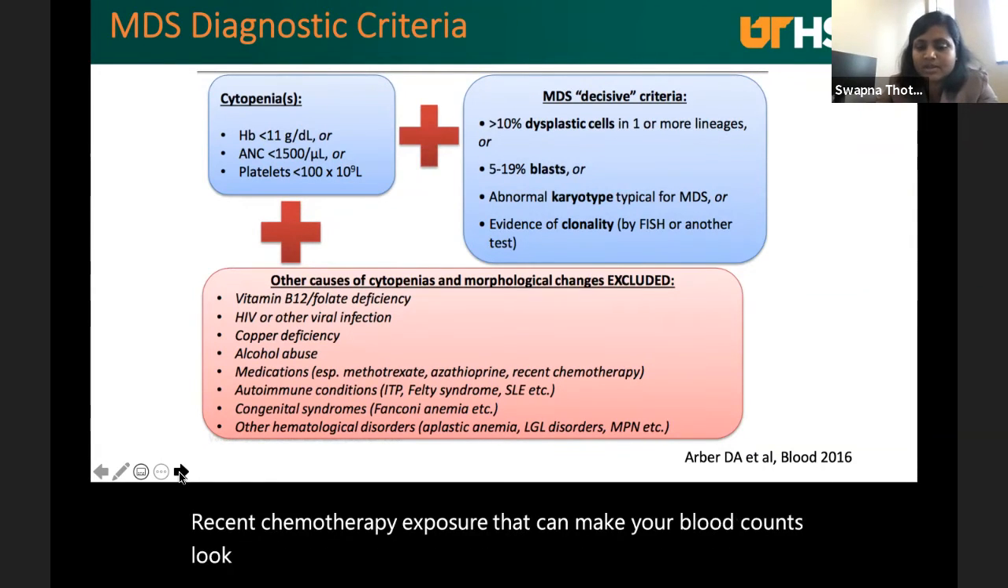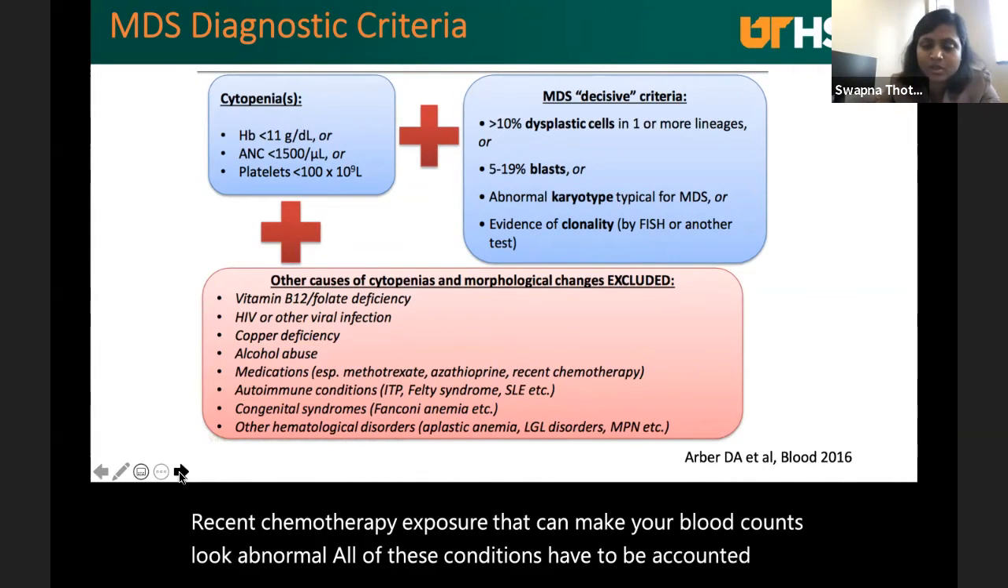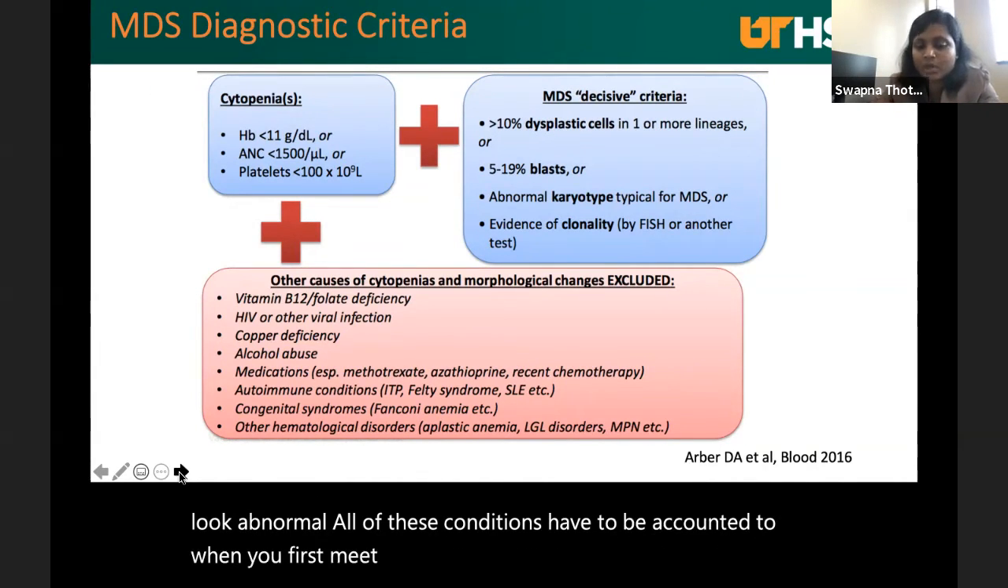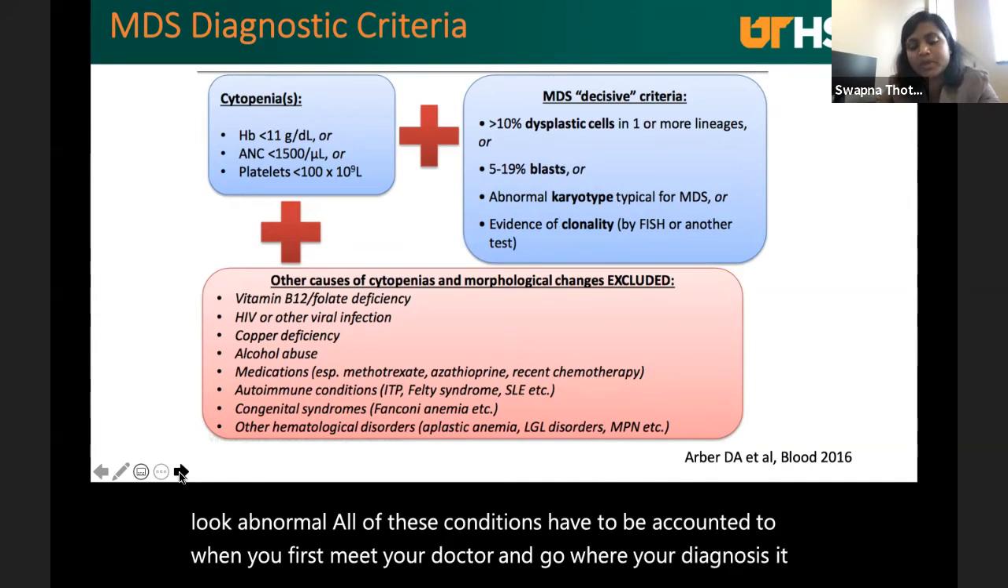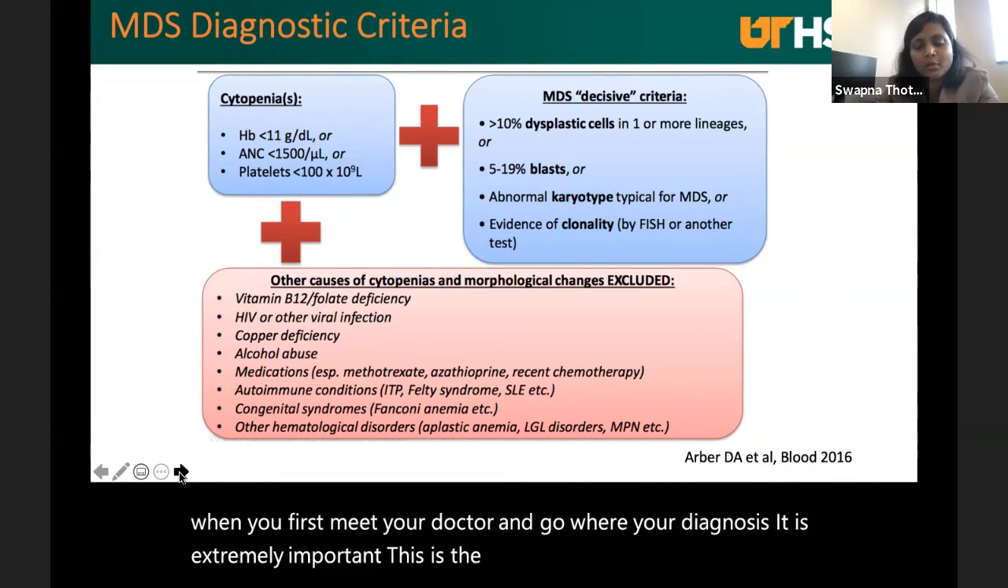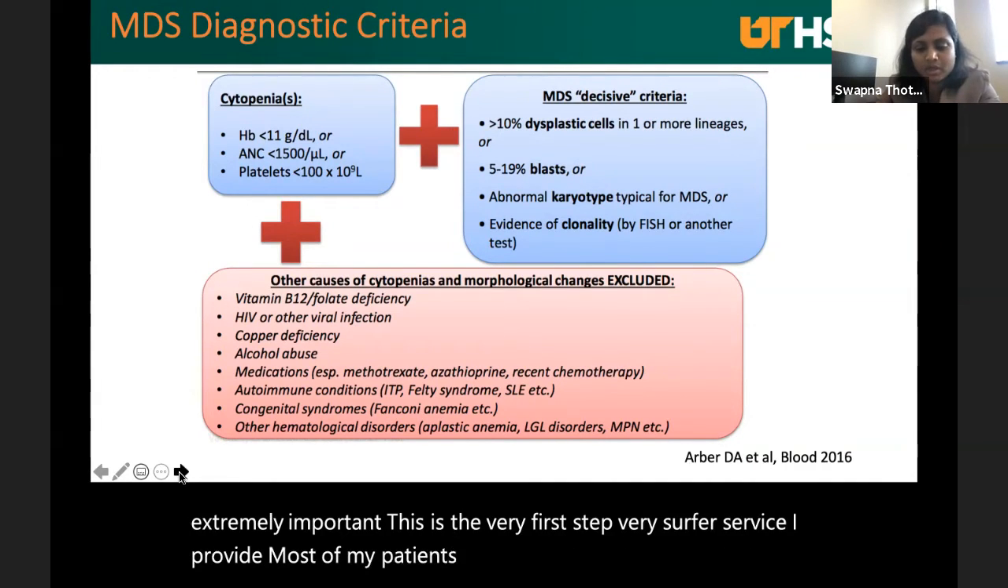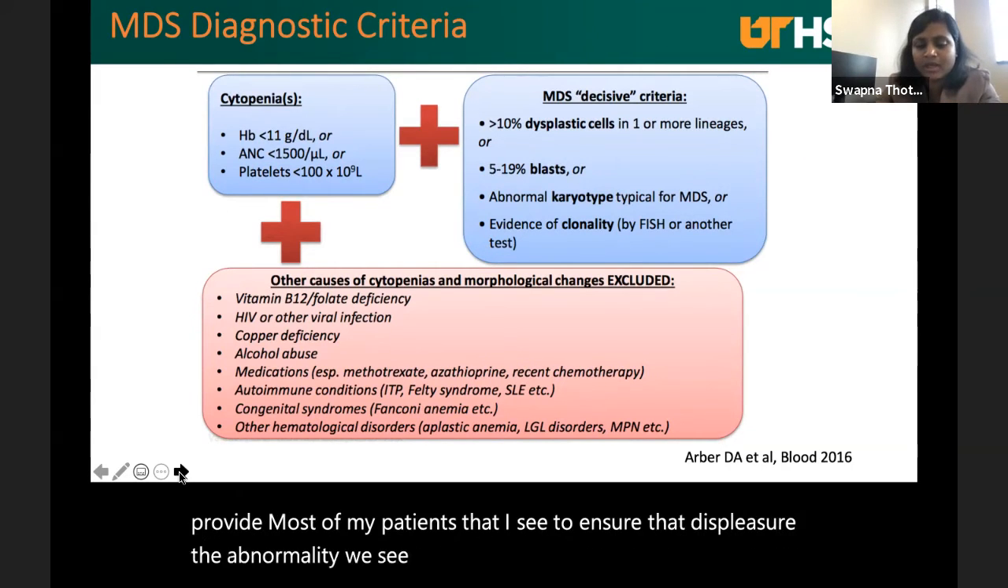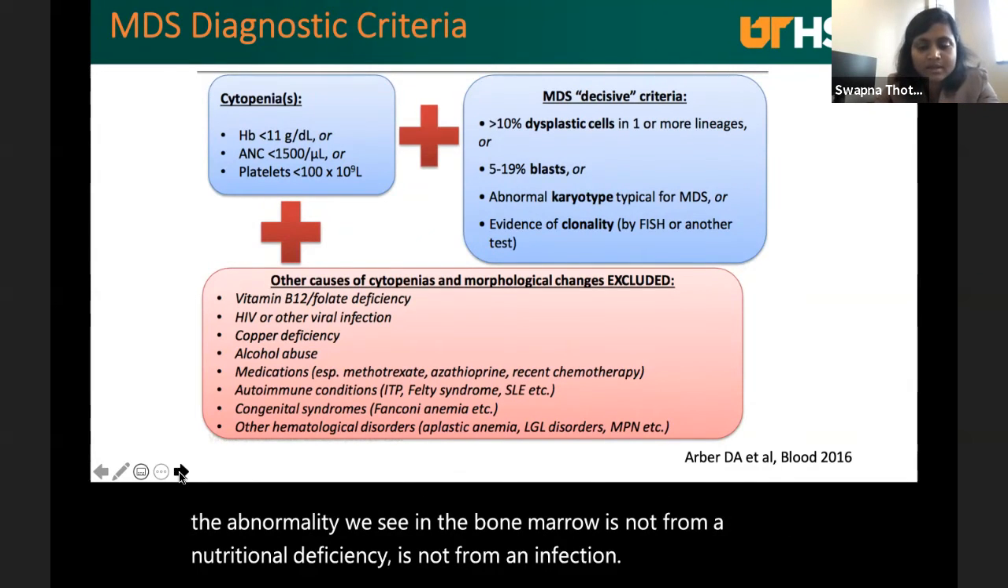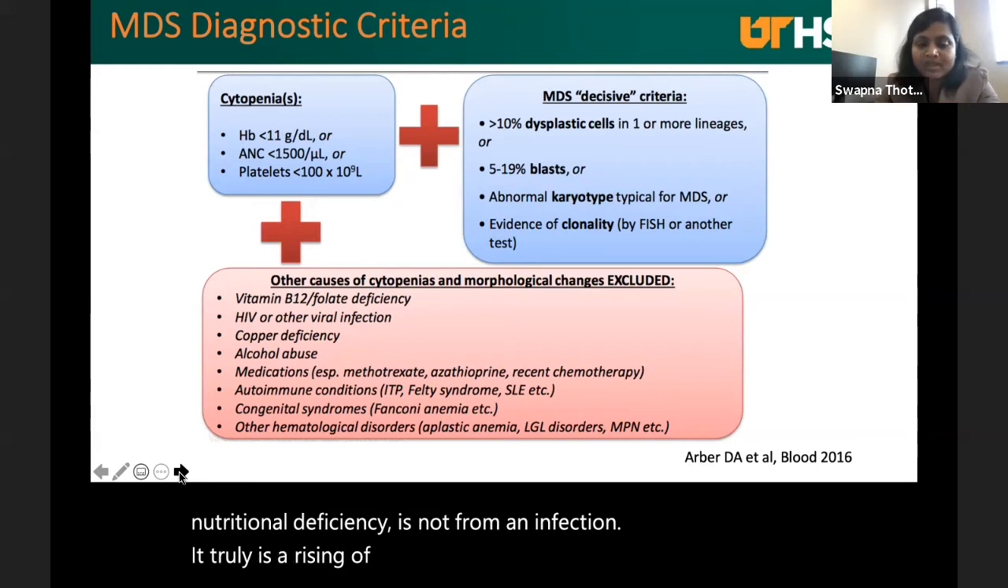All of these conditions have to be accounted for when you first meet your doctor and go over your diagnosis. It is extremely important. This is the very first step, the first service I provide to most of the patients that I see, to ensure that dysplasia, the abnormality we see in the bone marrow, is not from a nutritional deficiency, is not from an infection, but truly is arising from an abnormal stem cell, a blood cancer that's giving rise to low blood counts.